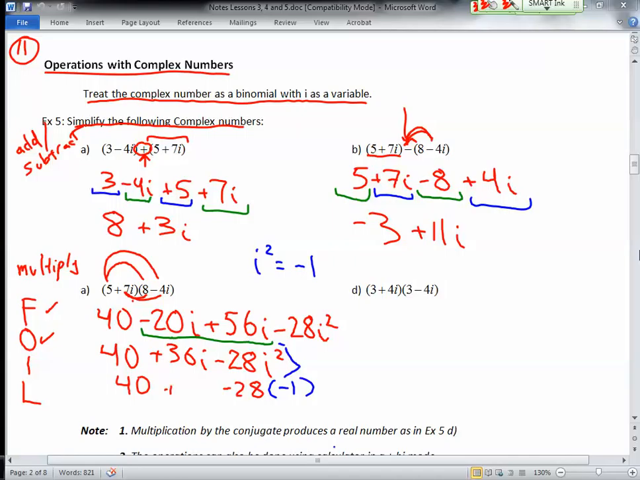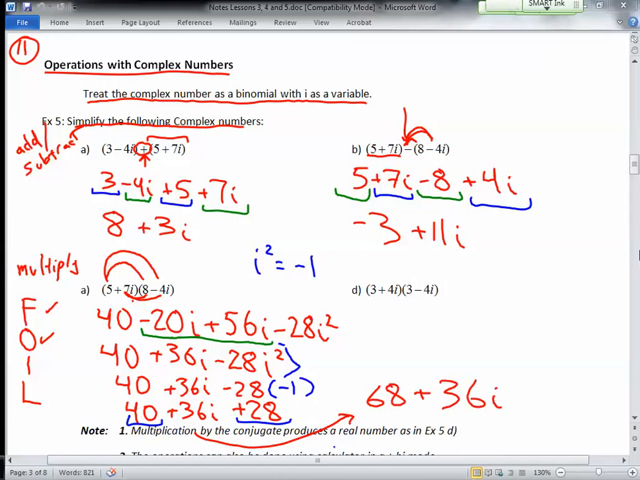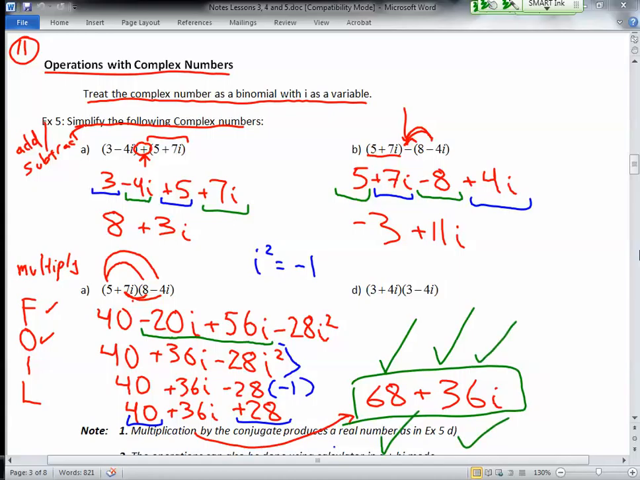So 40 plus 36i. And if I come down one line, this is going to change to a positive 28. And now I have some more like terms I can combine. I combine this positive 28 with the 40. And if I come over, I'll get 68 plus 36i. Boom! Woo! Yeah! It's awesome, right?